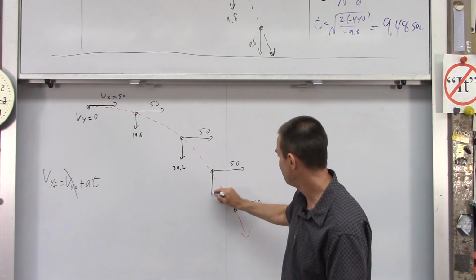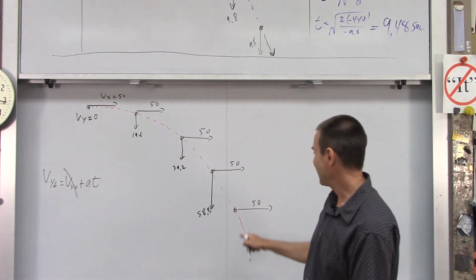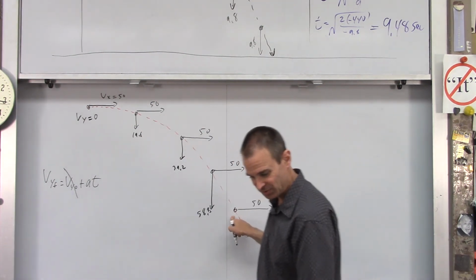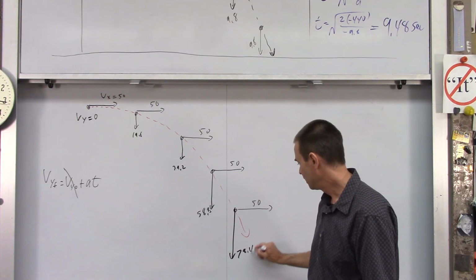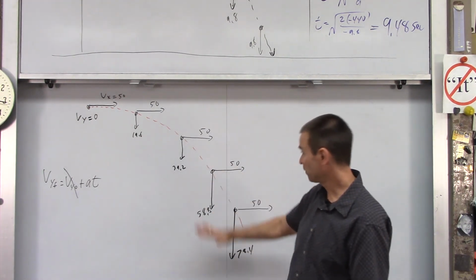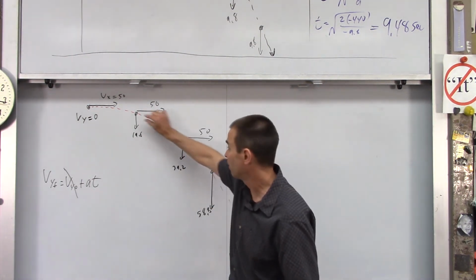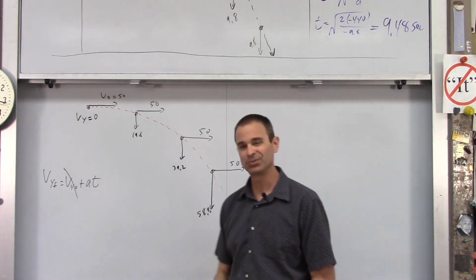So now this arrow is going to be a little bit longer than the horizontal one. And at 8 seconds, you would get 78.4. So that arrow is significantly longer now, and so on. So basically, your vertical velocity is increasing. Each arrow is getting longer as you go. The horizontal arrows, they don't change a bit.